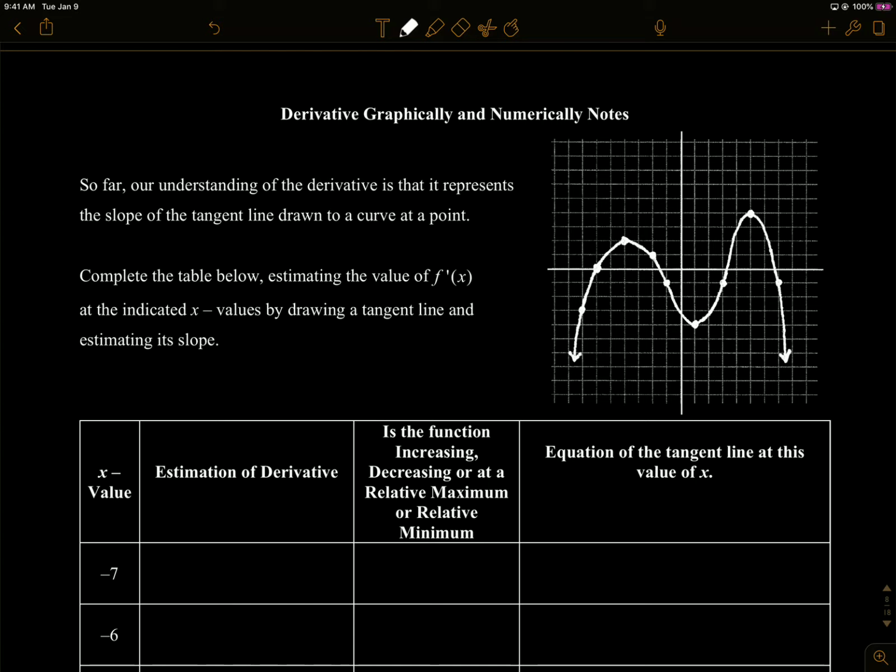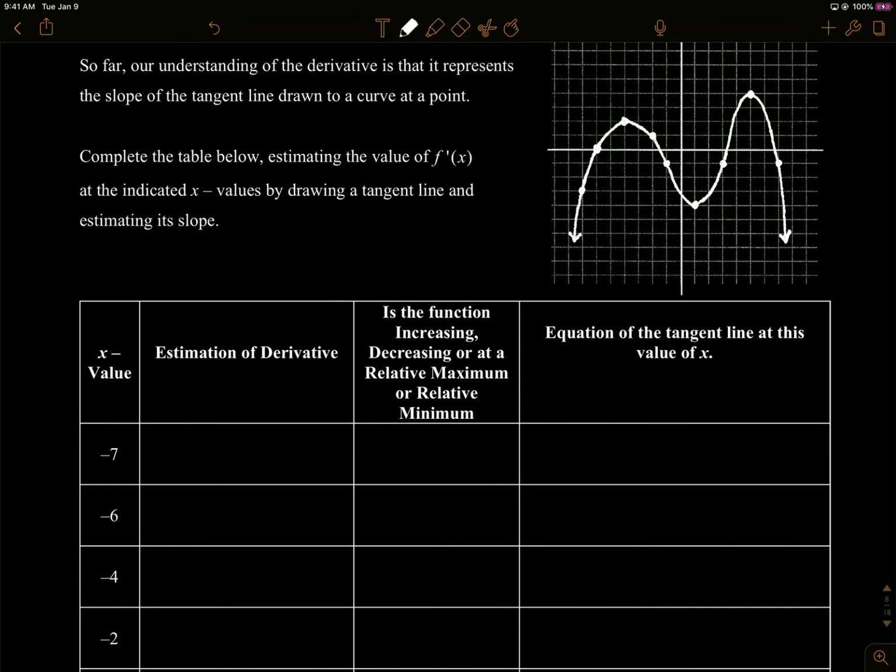Okay, so now we're going to investigate a little more about the derivative graphically and numerically, what's going on here. So far, understanding the derivative is that it represents the slope of the tangent line drawn to the curve at a certain point. We're going to complete this table below as an investigation, estimating the value of the derivative at the indicated x values by drawing a tangent line and estimating the slope.